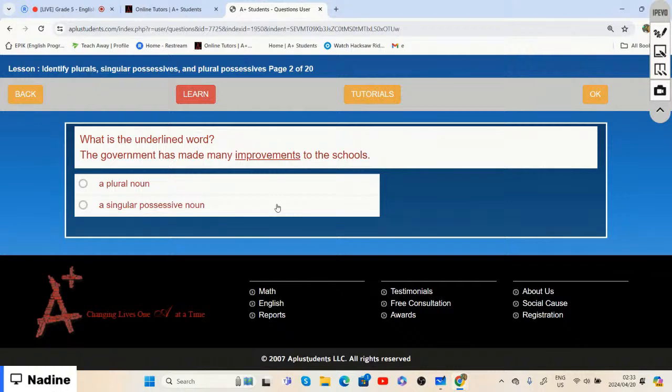All right. And if we choose the correct underlined word, which is the government has made many improvements to the schools, so improvements, then we can say yes, it is a plural noun again. So well done. Plural is correct because it's only referring to more than one of something, but it's not showing anyone or anything that owns something or that has something, right?